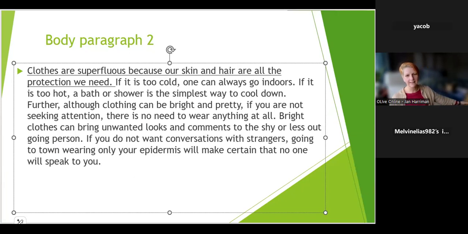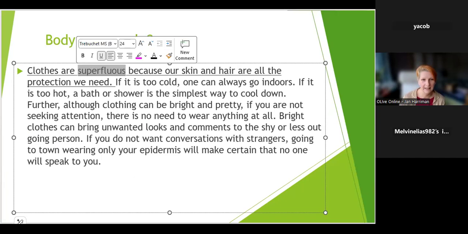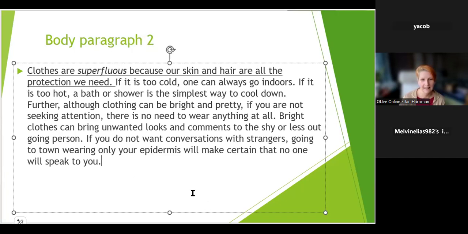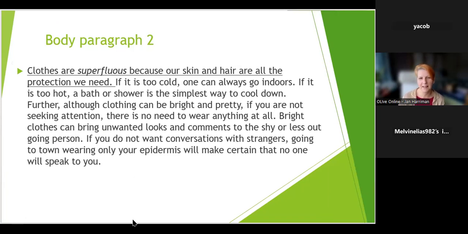So this says clothes are superfluous. Might be a challenge word. We'll look that up. Okay. You can understand what it means by the context, right? Clothes are superfluous because our skin and hair are all the protection we need.